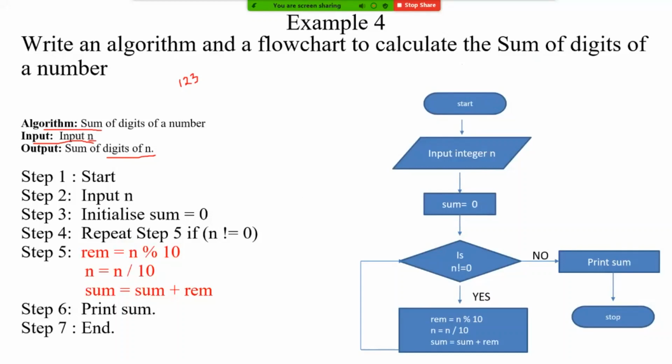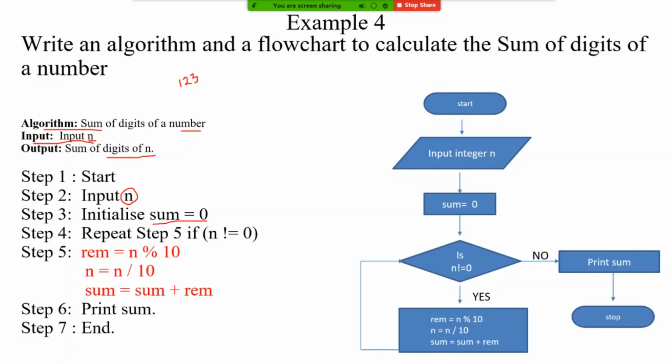And then step 1 is start. Step 2, we are inputting the number in a variable n. Why we are writing n? Because this algorithm should run for any number. You should be able to find the sum of the digits. So we are using a variable n. Got it? If you are accepting an input from the user, if this algorithm has to run for all the inputs, then you have to give a variable name. Understood?